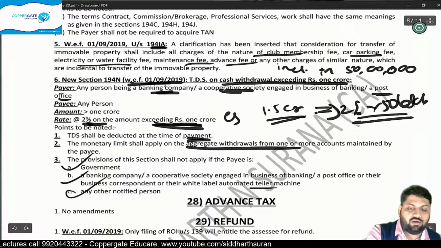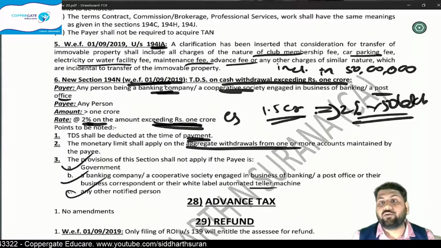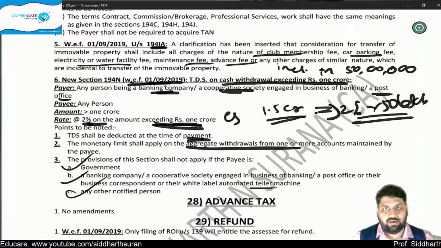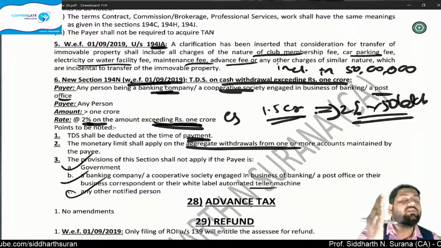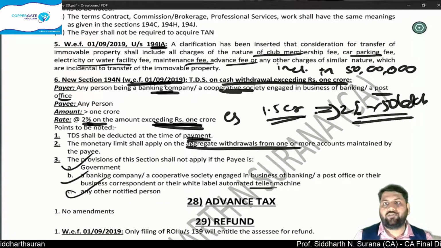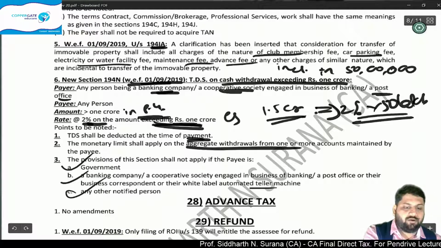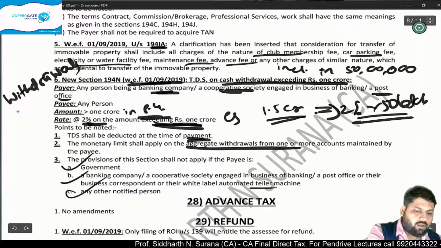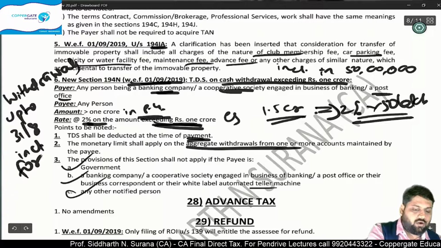Also, please be careful that the amendment has come from 1st September. That means if till 31st August you have withdrawn 10 crore rupees, there will be no TDS. From 1st September there will be TDS. And CBDT has released a circular stating that though till 31st August TDS will not be attracted, for monetary limit purposes, because this 1 crore is in a previous year, any withdrawals up to 31st August will be included for applying your monetary limit.